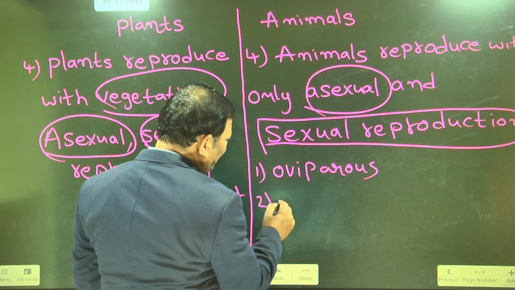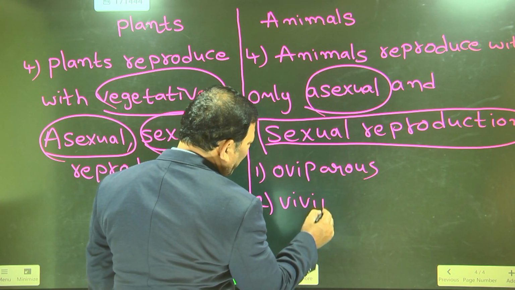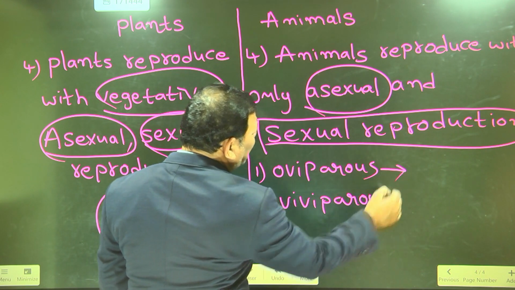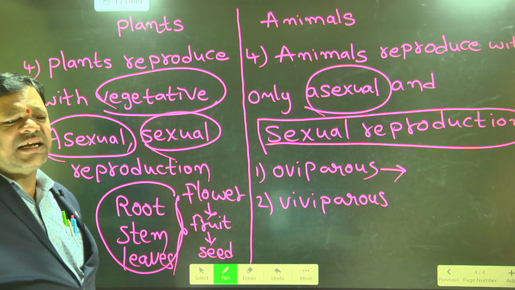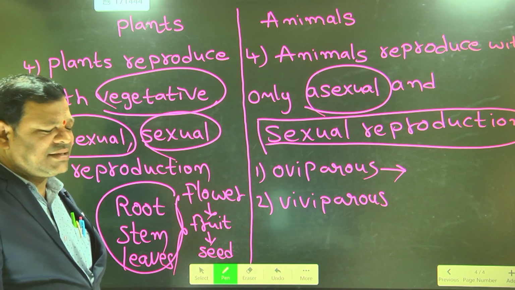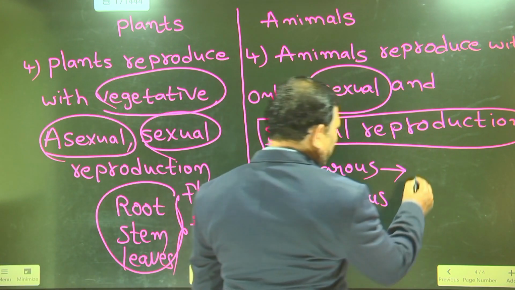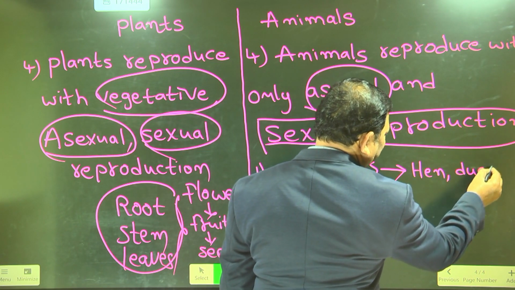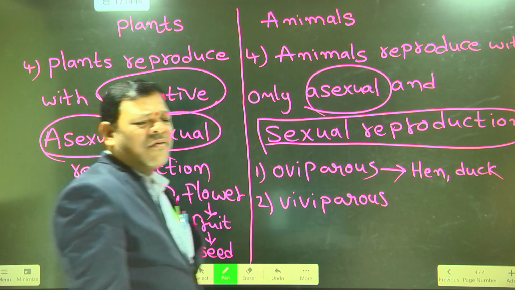Second one is the viviparous. Oviparous means the organisms that lay eggs to give birth to the young ones. That is called hen, duck, sparrow. These are all oviparous.